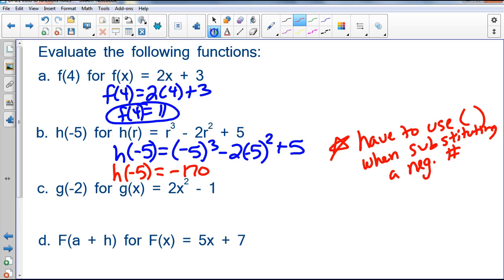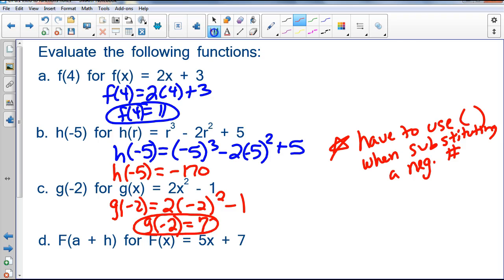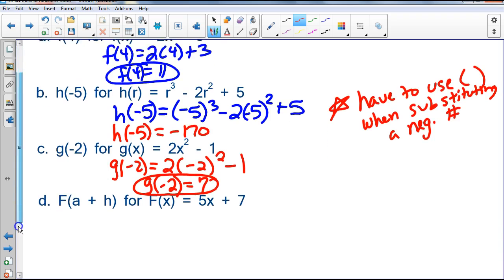So if you take a look, part C, we have g of negative 2 is equal to 2 times negative 2 squared minus 1. So negative 2 squared, remember, is always a positive. Don't let your calculator fool you. So 4 times 2 is 8 minus 1 is 7. So g of negative 2 is positive 7.